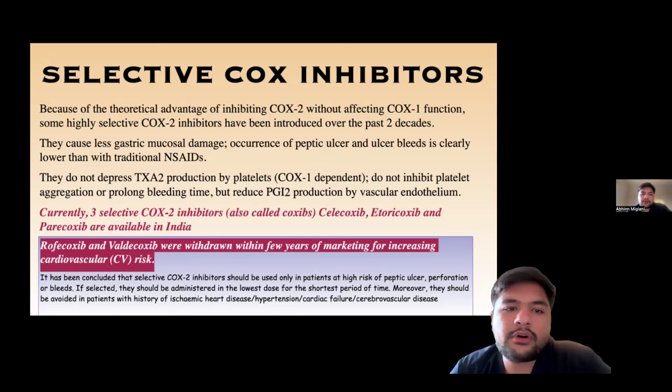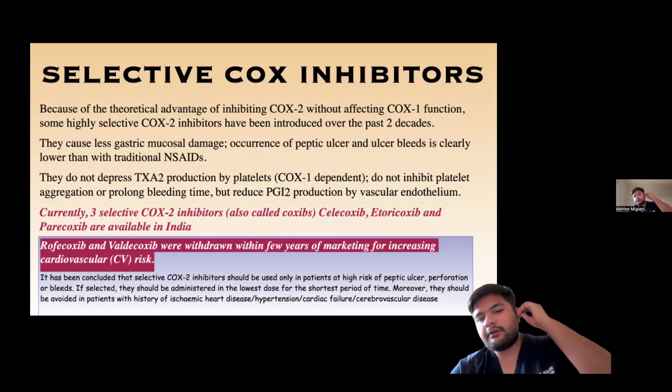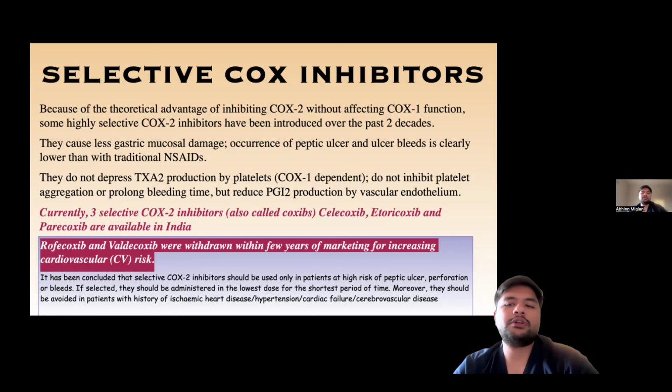So coming to the selective COX inhibitors, because of the theoretical advantage of inhibiting COX-2 without affecting COX-1 function, some highly selective COX-2 inhibitors have been introduced over the past 2 decades. They cause less gastric mucosal damage, and the occurrence of peptic ulcer and ulcer bleeds is clearly lower than with the traditional NSAIDs. Currently, three selective COX-2 inhibitors, also known as COXIBs, as discussed earlier, celecoxib, etoricoxib, and parecoxib, are available in India. Rofecoxib and valdecoxib were withdrawn within a few years of marketing for increasing cardiovascular risk.